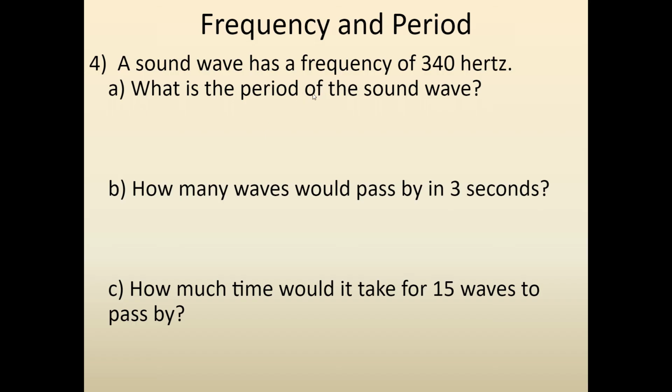Now the next question says how many waves would pass by in 3 seconds? So I can do a few things. What I would want to do is use the definition for frequency being waves per second. Now I know that my frequency is 340 hertz. I don't know how many waves that is, but I know it's going to occur in 3 seconds. So cross multiply, and I get that the number of waves is going to be 1020 waves.